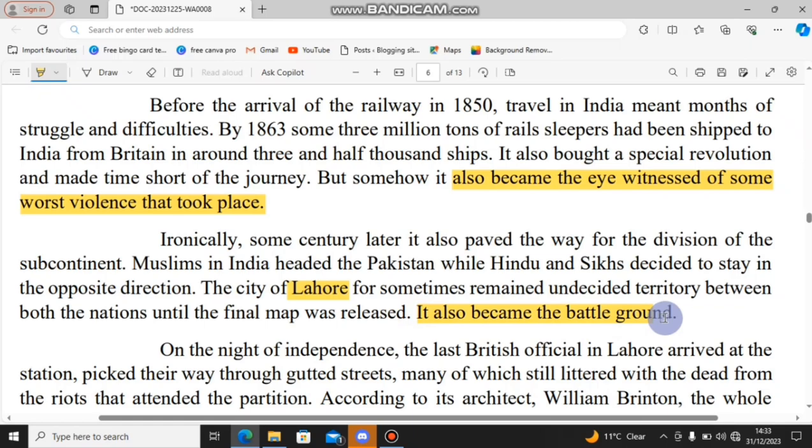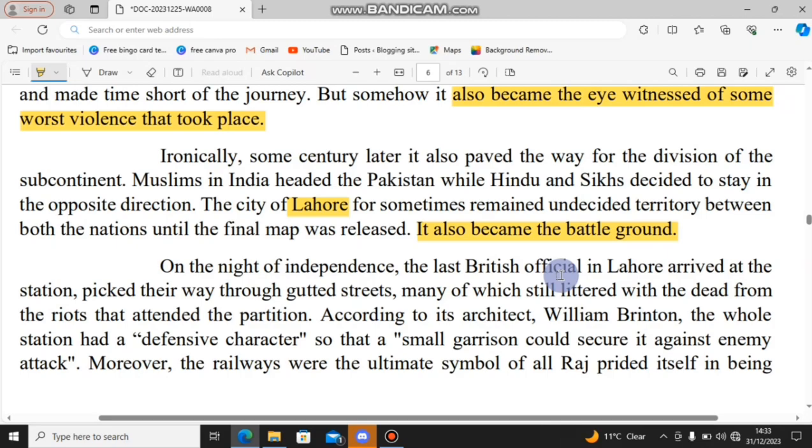On the night of independence, the last British official in Lahore arrived at the station, picked their way through the streets, many of which were still littered with the dead from the riots that attended the partition. According to its architect, William Brinton, the whole station had a defensive character so that a small garrison could secure it against enemy attack. So this whole information regarding this article is very much important. Moving on to the next passage.